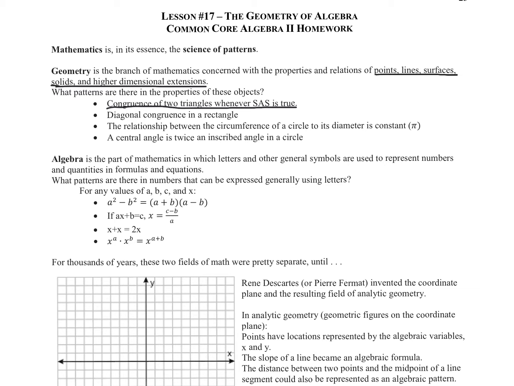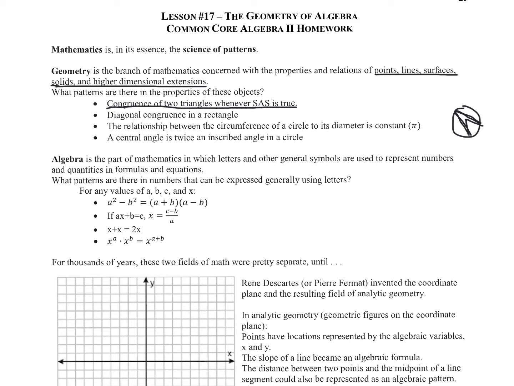We also talk about the relationship between the circumference of a circle to its diameter, and we talk about how that's constant. So no matter how big or small I make a circle, if I make a fraction out of the circumference over the diameter, we're always going to get the same thing, and that same thing happens to be pi. When we start to draw pictures, this one I'm not sure if you'll remember as much. If I make a central angle on a circle, which looks like this, that's always twice as big as the inscribed angle that opens up to the same arc. So that's another pattern we find in geometry.